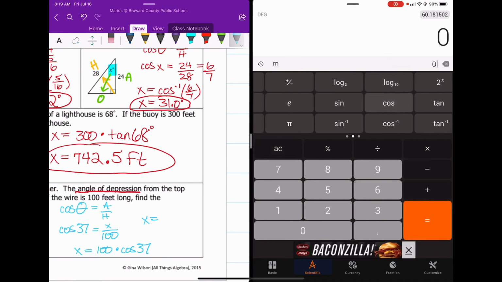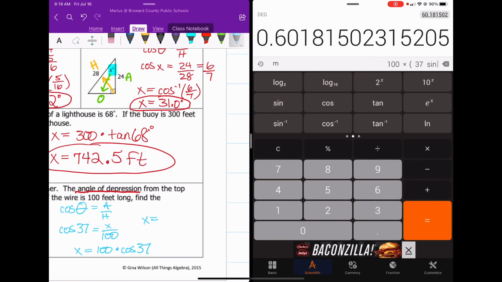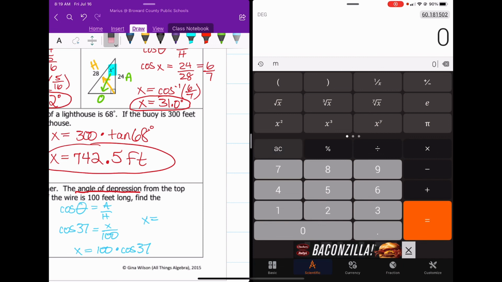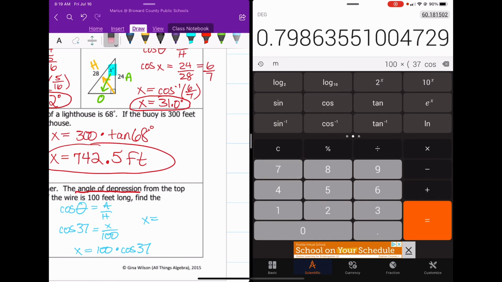I'm in degrees. I'm going to do 100 times parentheses. Then I'm going to hit 37. Then I'm going to hit sine. I'm going to close the parentheses and hit equals. So now we have the answer here. Oops, not sine. Sorry. I put the wrong trig function. Let me try that again. So 100 times, and then parentheses, 37, and then I need to hit cosine, not sine, cosine. And I'm going to close my parentheses and hit equals.